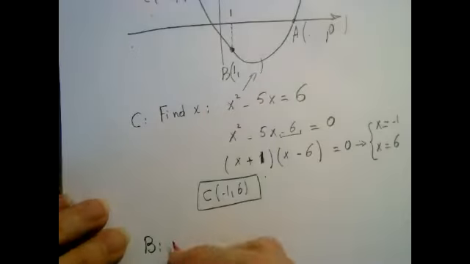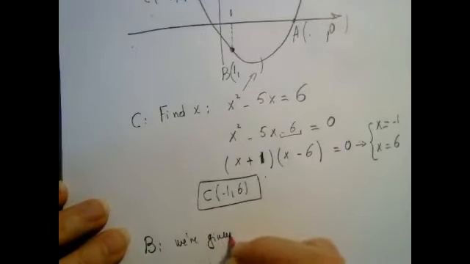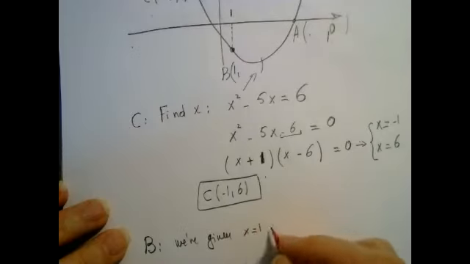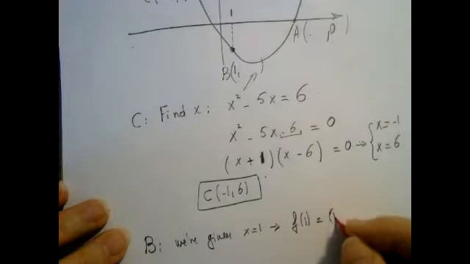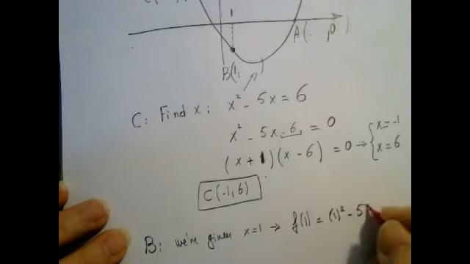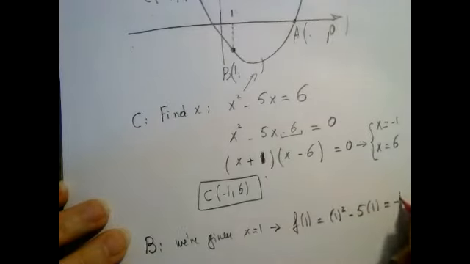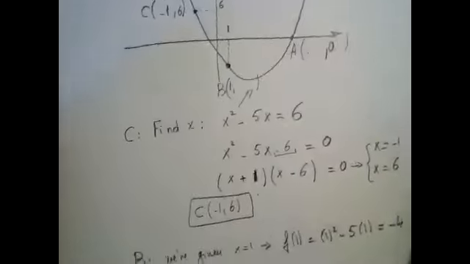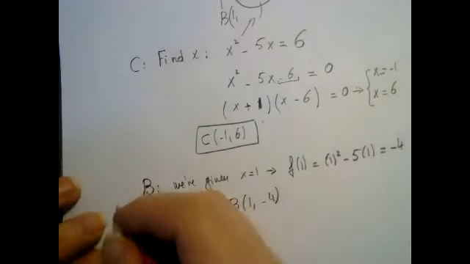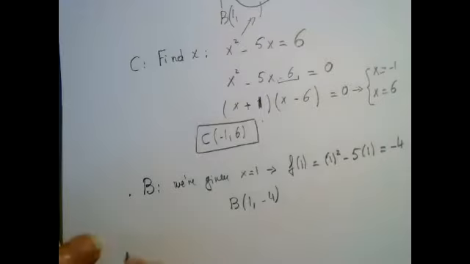So for B, we're given the input. So what I need is f of 1. And the formula is 1 squared minus 5 times 1, which is minus 4. So my point B is (1, -4). Okay, so we found the B. Very good. Now A.